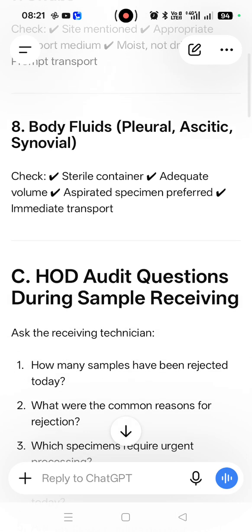Body fluids, plural, ascitic or synovial fluids, then we should again see whether it is a sterile container or not, because these fluids are sterile, so we cannot get mixed type of infection here. And adequate volume, aspirated specimen preferred, immediate transport should be done.